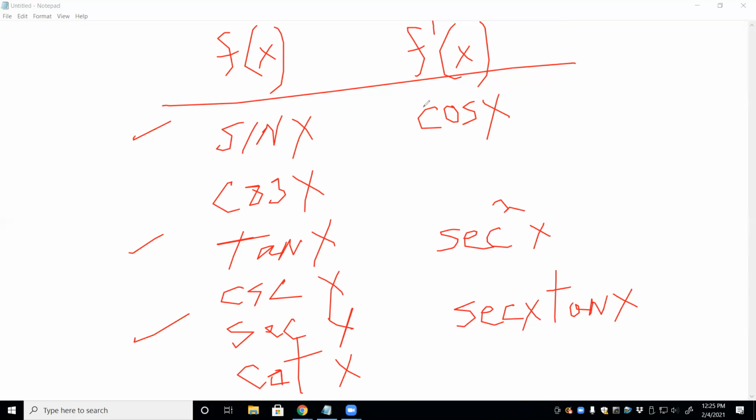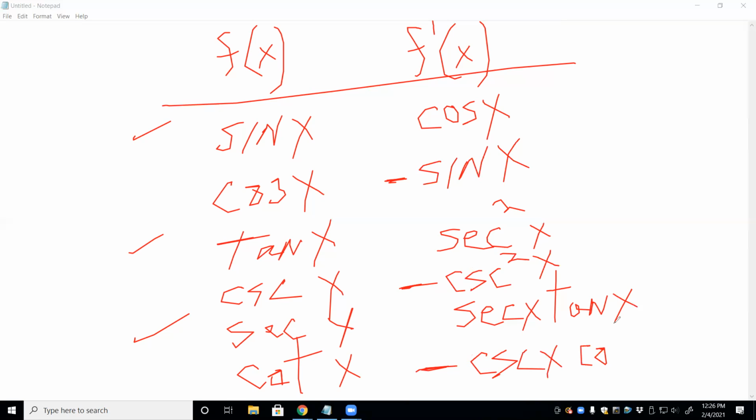So memorize that the derivative of sine is cosine, the derivative of tangent is secant squared, and the derivative of secant is secant times tangent. And then the other three are all minuses with the cofunction. So what's the cofunction of cosine? Sine. What's the cofunction of secant squared? Cosecant squared. And what are the cofunctions of secant and tangent? They are cosecant and cotangent.